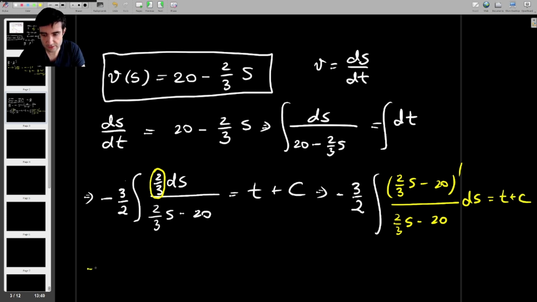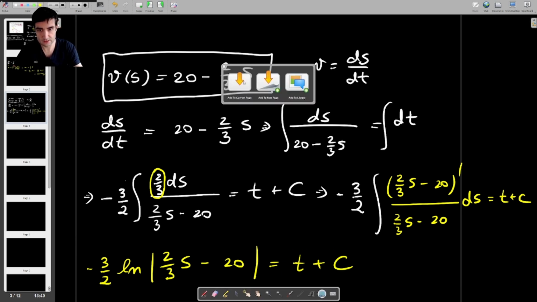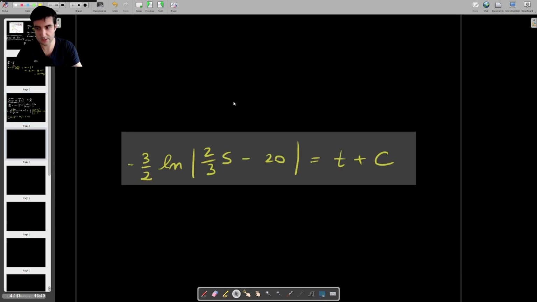And this is going to give us minus 3 over 2. And then this integral is just the natural log of the absolute value of 2/3 s minus 20. And this is equal to t plus a constant. So let's see what we end up with if I move this to the next page.